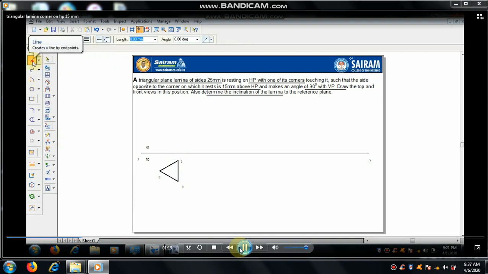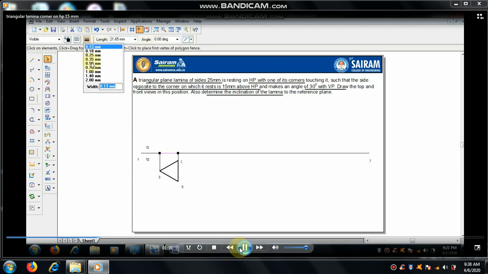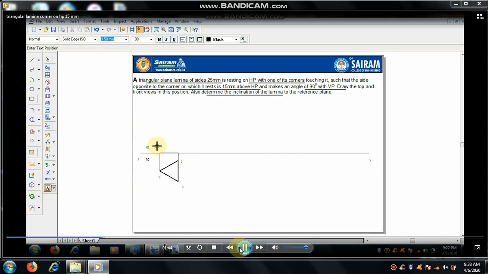We have to draw the front view of it. So projector lines we have to draw from A and from C, BC, that is the edge. Then draw the front view of this with the line command. Select and keep it as 0.5 mm thickness. Text A dash, B dash and C dash in bracket C dash.